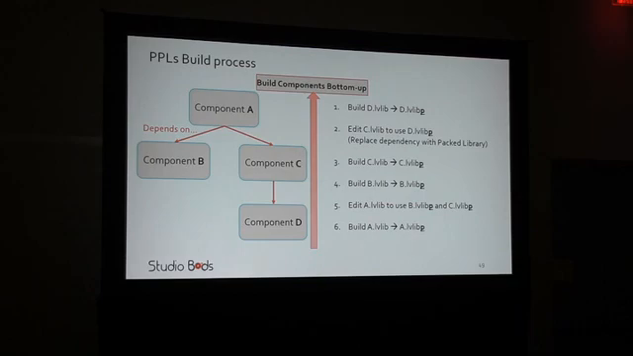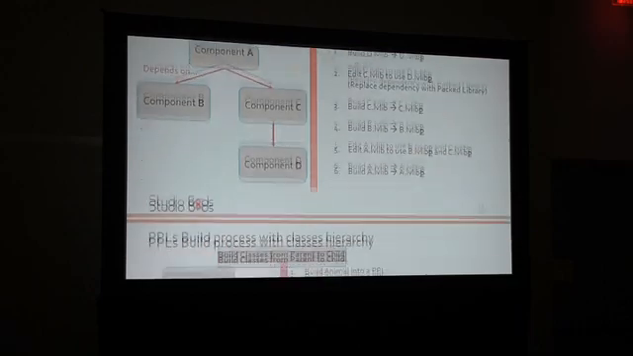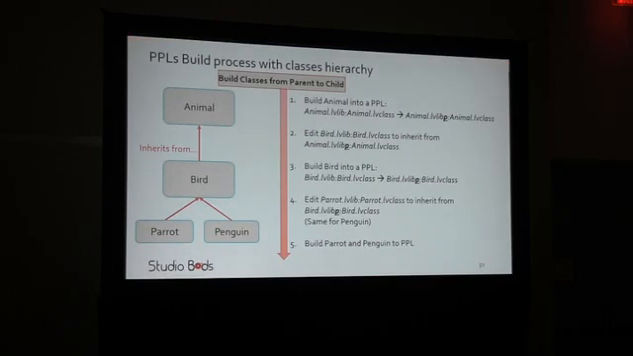If you look at the class hierarchy now, it's the opposite. We have animal, and bird inherits from animal, and parrot and penguin inherit from bird. So you first need to build animal, and then you go to bird, and you change the inheritance of bird to inherit from the PPL version of animal, and so on.